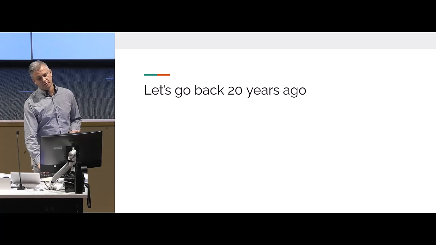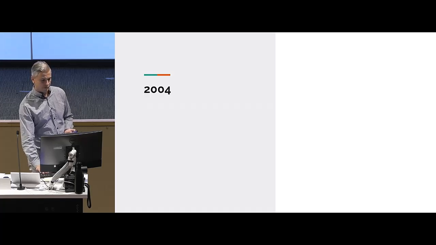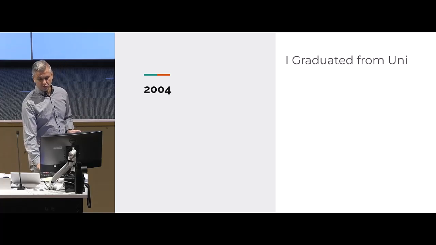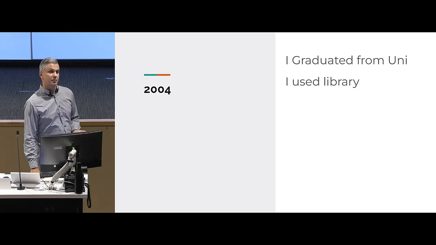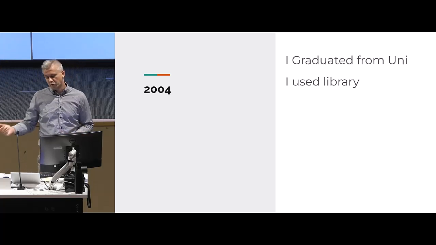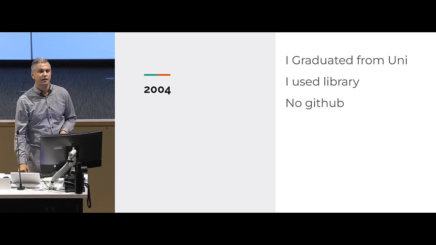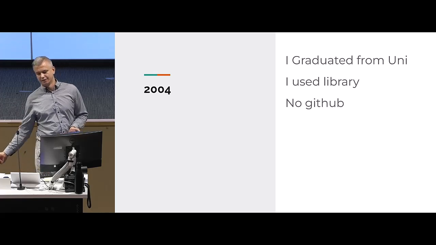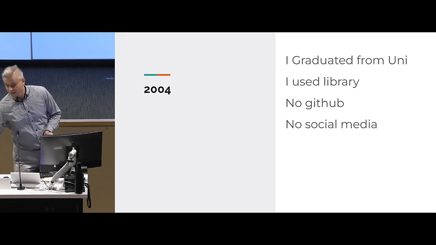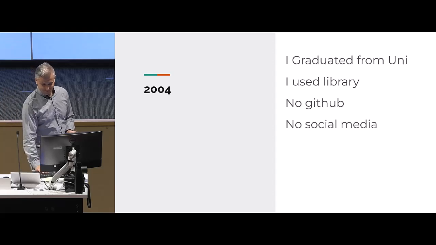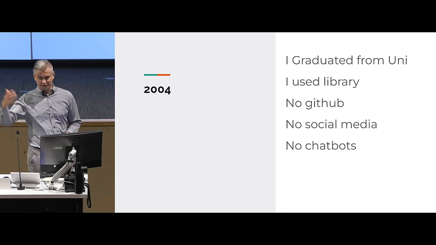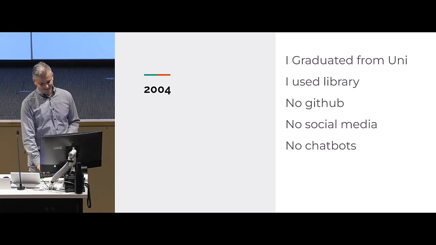Let's go back 20 years ago. Why? Because in 2004, I graduated from uni. So things were quite different from now. I used the library. I actually needed to go to the library, get a Java book, sit and code with it. You don't see it these days. There was no GitHub yet, no Git, no social media. So I could waste my time watching TV instead. There was no chatbot, so you could not have an online friend, only real people sitting in chats.